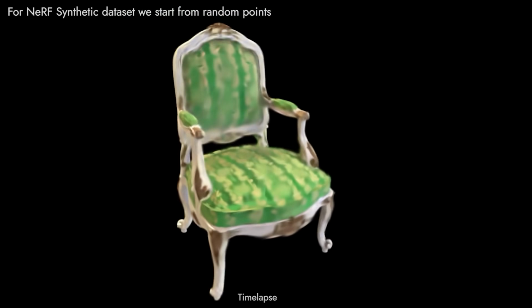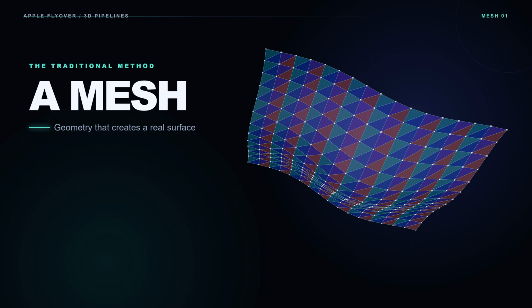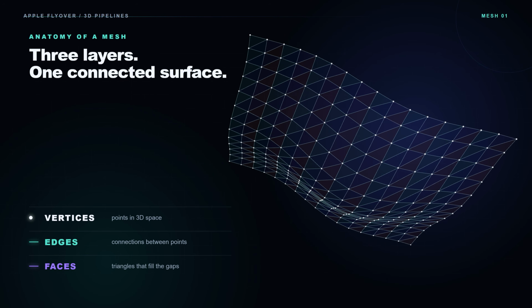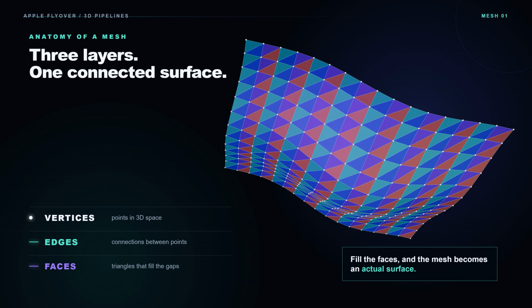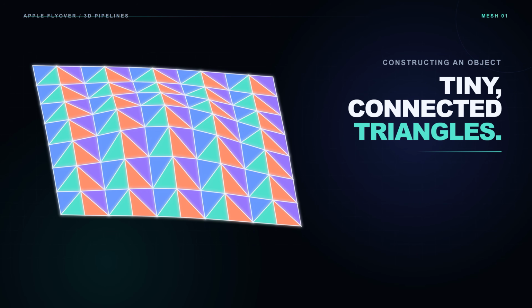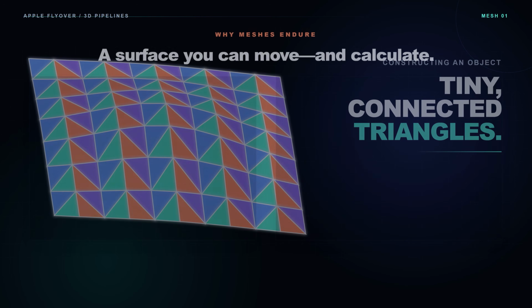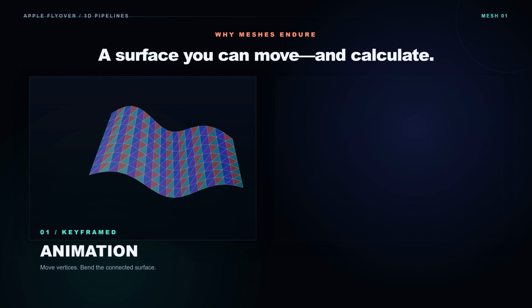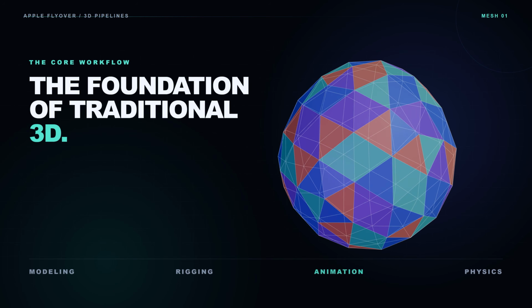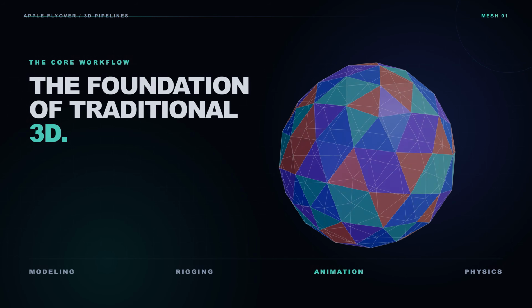And if you're new to all of this stuff, let me explain the differences. A mesh is the traditional method. It uses vertices, edges, and faces to build actual surfaces. Think of it like constructing an object out of tiny connected triangles. That makes meshes great for animations, simulations, all of the traditional 3D stuff that we've been doing up until this point. But here's the thing, clean geometry can only get so detailed.